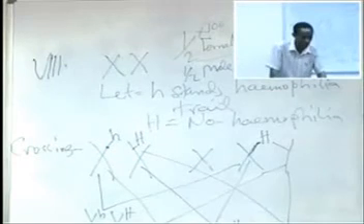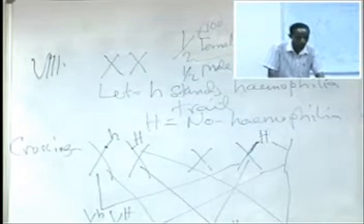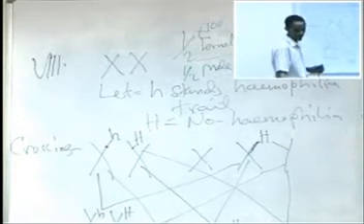So the answer here is C. 50% of daughters will be carriers, and 50% of sons will be hemophilic. And that is the answer here, C.